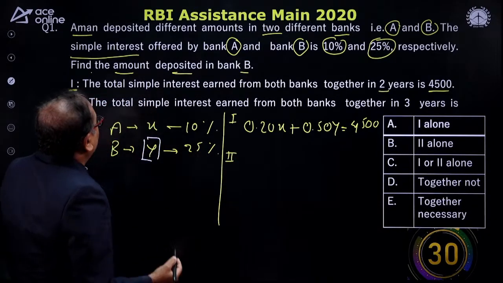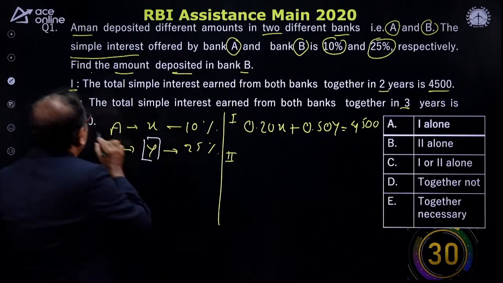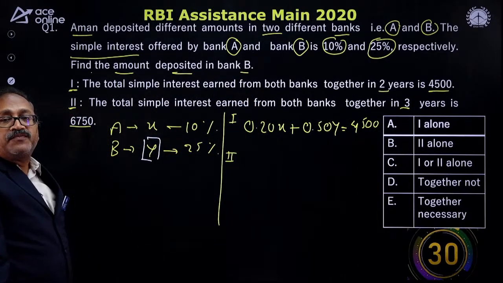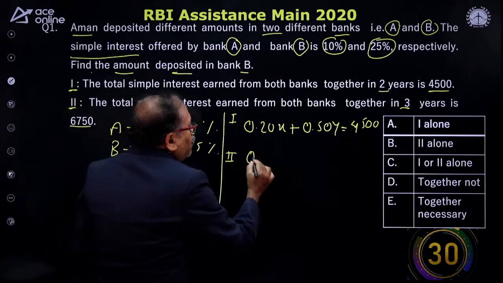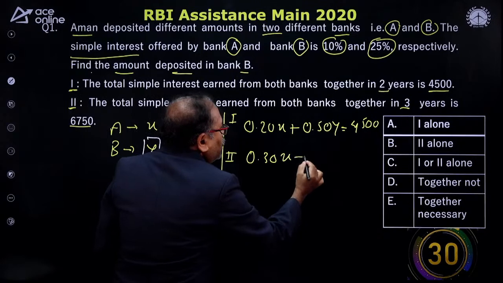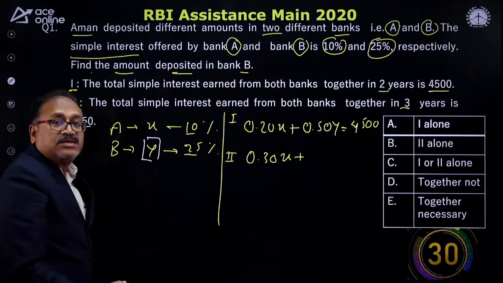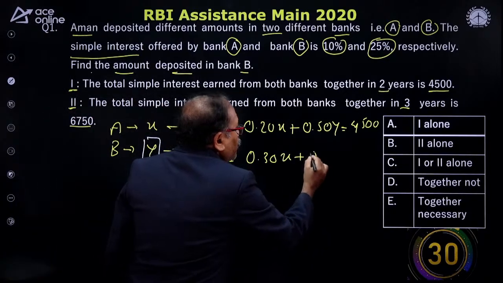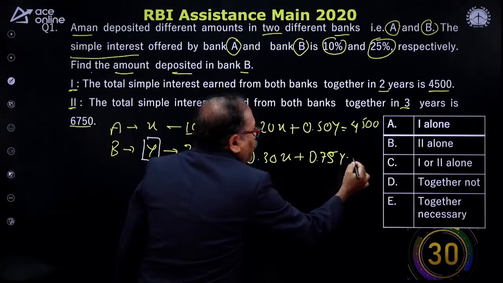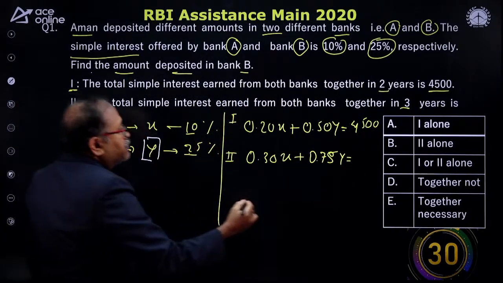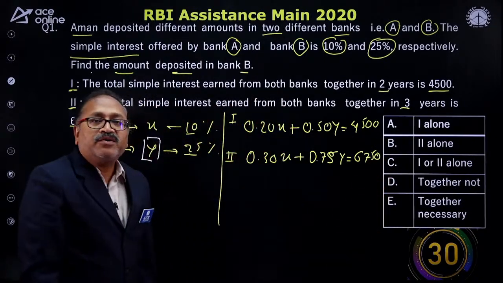Now, what about data 2? Data 2 says that the total simple interest earned from both the banks for 3 years is 6,750. So that is for 3 years. What happens? 30% here, so 0.30 of X plus, for 3 years, it will be 75%, so 0.75 of Y, which is equal to 6,750. This is statement 2. Now your time starts.